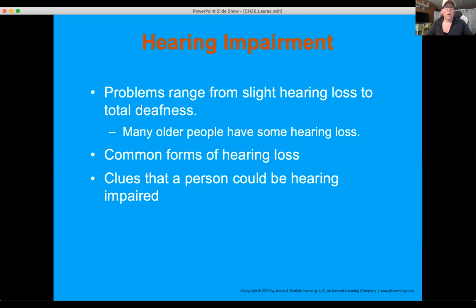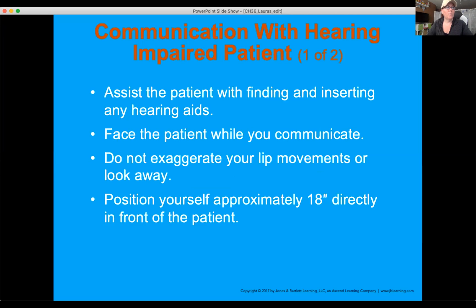What are clues that people are having a hard time hearing you? Maybe they're turning their ear closer to you. Maybe you're saying things and they're not registering that you're talking to them. So getting in front to the patient's level, making eye contact if you can with that patient, eliminating background noises, and only having one person communicating with that patient is a good idea, all right?